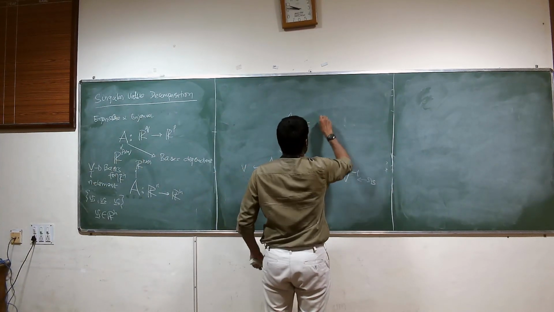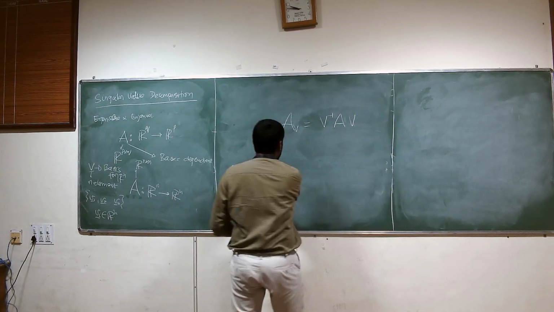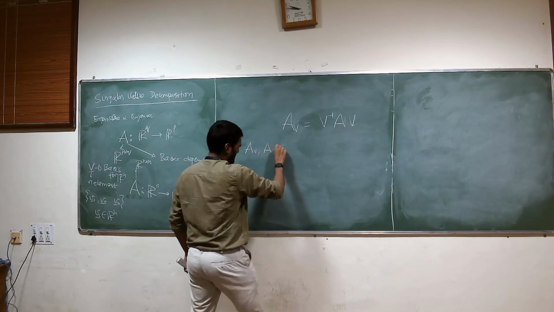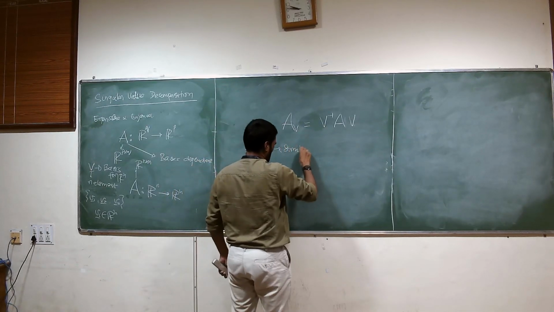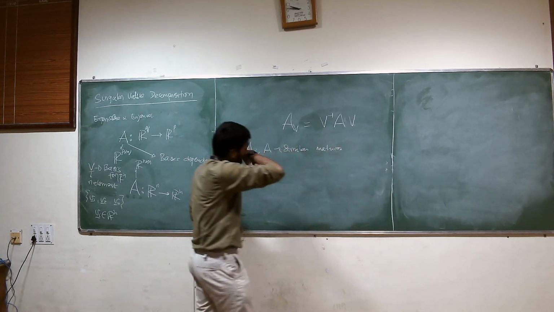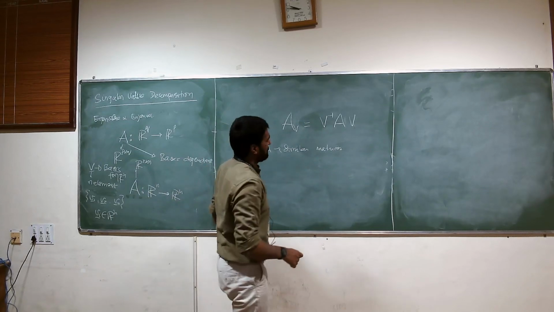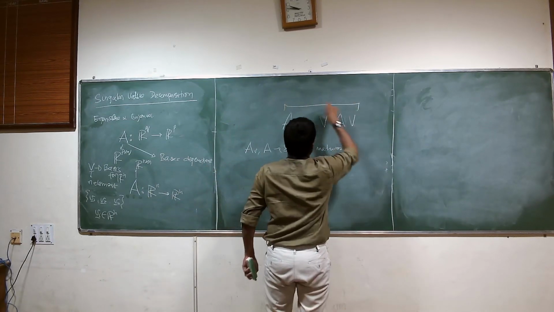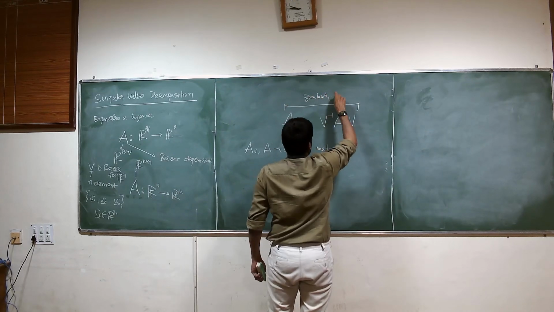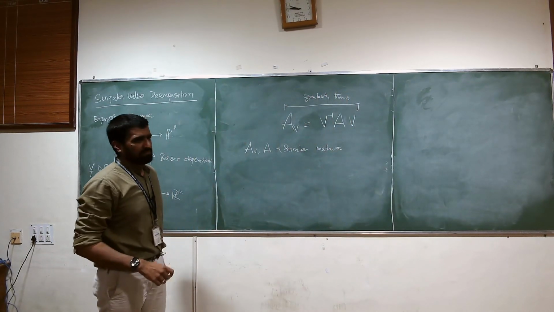So this is in fact V inverse A V. Okay, and what are A and AV called? Similar matrices. And this is called what transformation? Similarity transformation. Okay. All right.